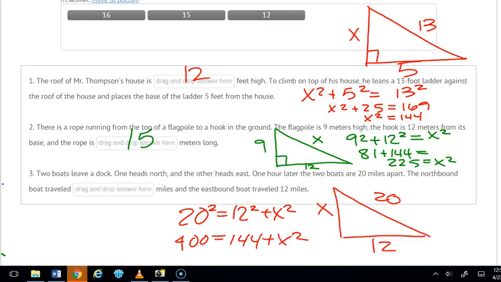We're going to subtract 144 from both sides. That gives us 256 equals x squared. Take the square root of the 256, and our answer is 16.